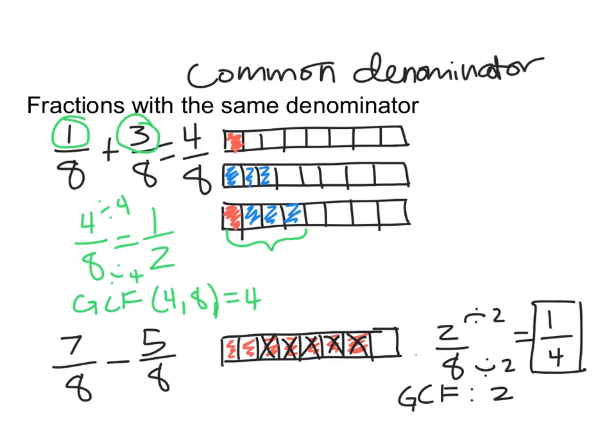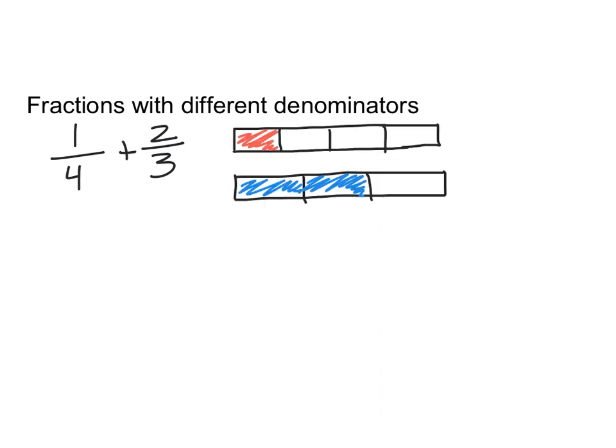Now let's try it when they do not have the same denominator. So fractions with different denominators. So let's say we're trying to add 1/4 and 2/3. So this does not work out quite as nicely as the first type. I can't just add the 1 and the 2 and get a 3, and then add the 4 and the 3 and get a 7. You can just tell by looking at it that that's not nearly enough. That does not work.